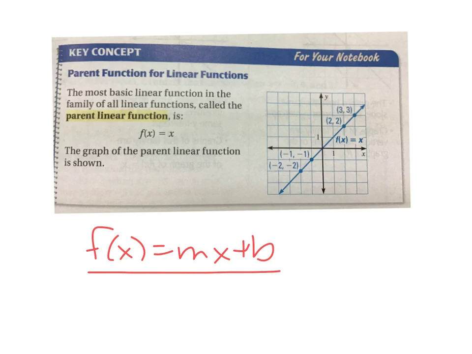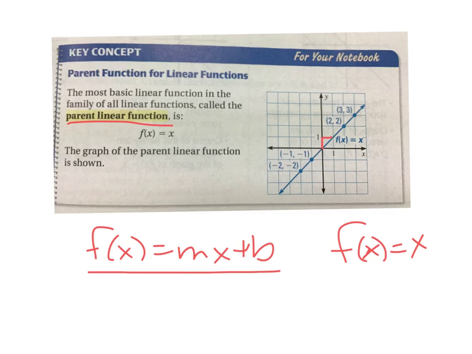So if all of the functions have this form, then they're called the family of functions. When you have the most basic linear function, see how it draws a straight line right through the origin? That's called the parent linear function, and that can be represented by f of x equals x. That's where it's going to go through the origin, and you see the rise over run is 1. Okay?